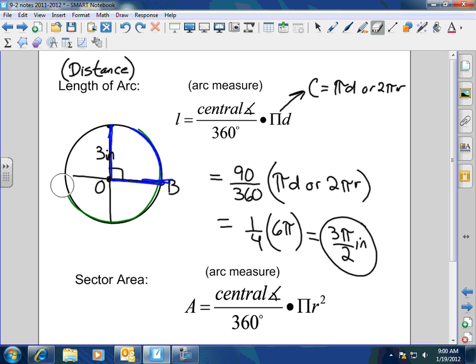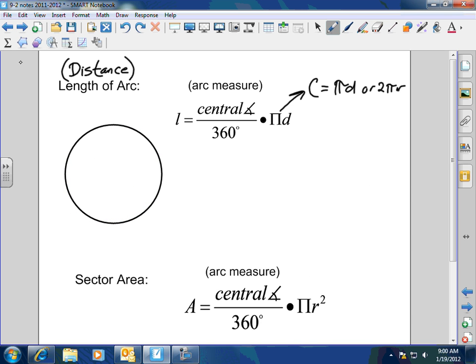Let's pretend that we have the following this time. Here's my central angle. I know it doesn't look like a central angle, but it is. And let's say I go 30 here. And I say that the radius is 5. I want you to find a couple things. I first want you to find the arc measure. And then I want you to find the arc length.